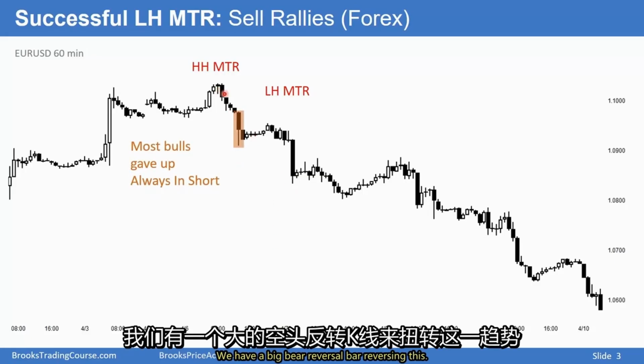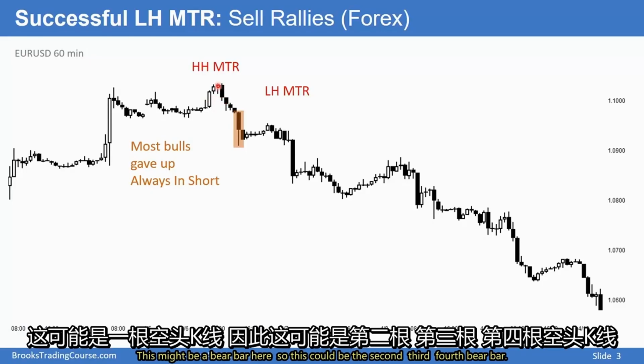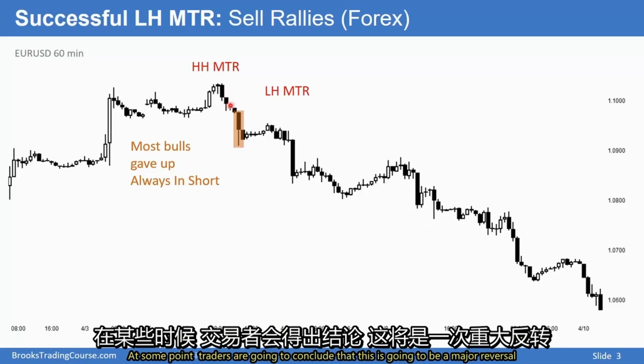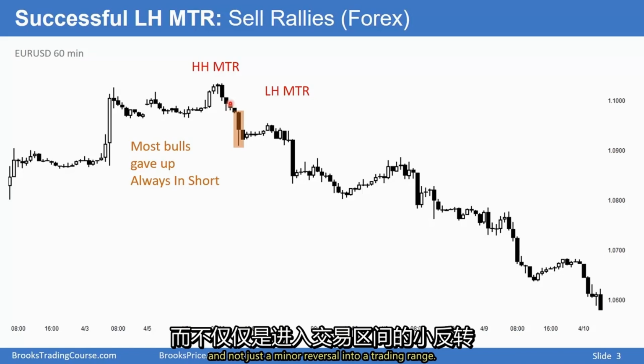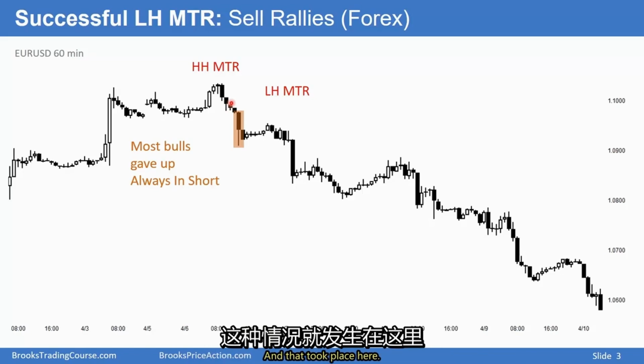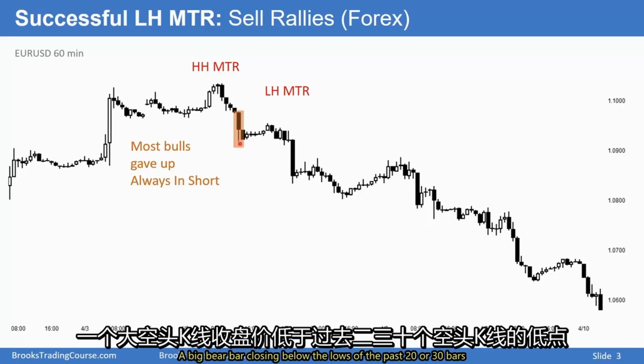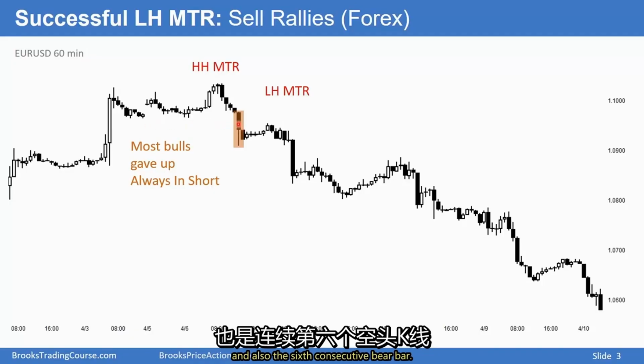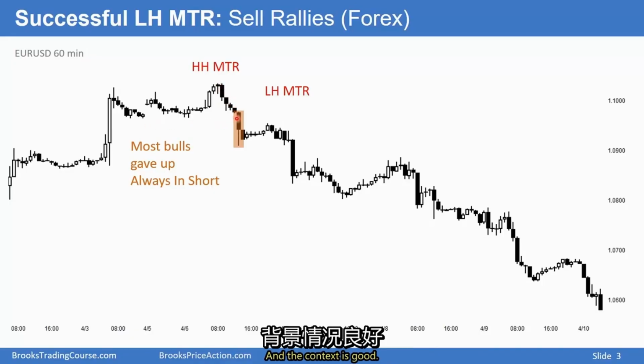We have a big bear reversal bar reversing this. This might be a bear bar here, so this could be the second, third, fourth bear bar. At some point, traders are going to conclude that this is going to be a major reversal and not just a minor reversal into a trading range, and that took place here. A big bear bar closing below the lows of the past 20 or 30 bars, and also the 6th consecutive bear bar. And the context is good.